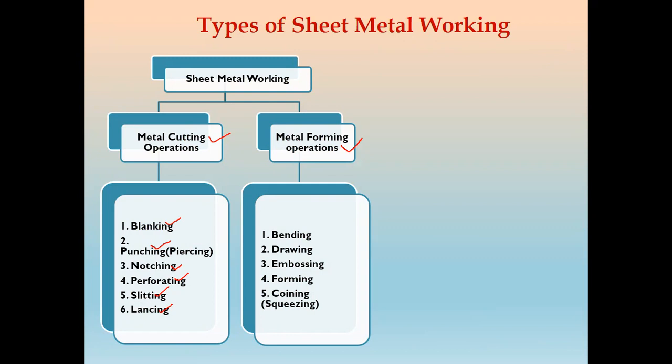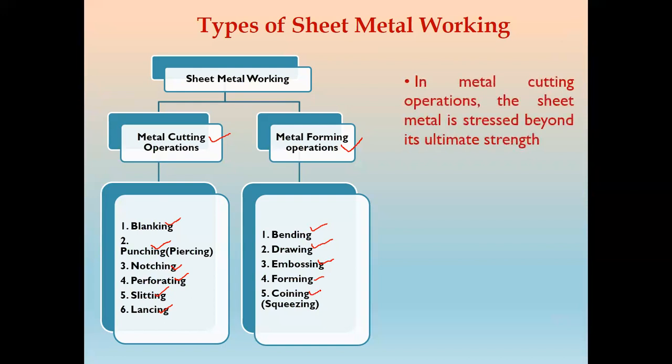So these operations are under the sheet metal cutting operations. So we cut the sheet metal. Second one is forming operation. So we have bending, then drawing, embossing, forming, and coining. Coining is also called a squeezing operation. Here, metal is not cut; it is formed to a required shape. Okay, so this is the classification. That is, sheet metal working is classified into metal cutting operations and metal forming operations.